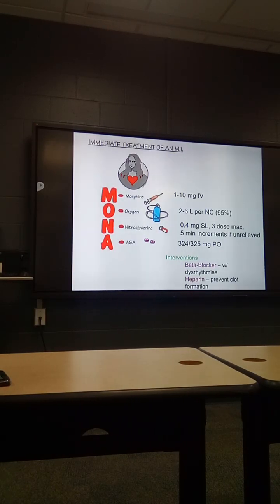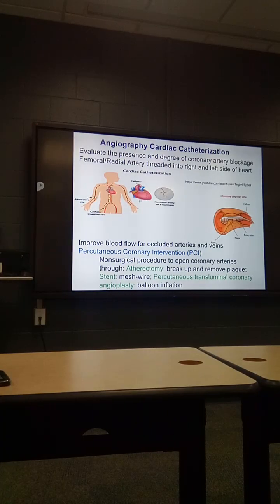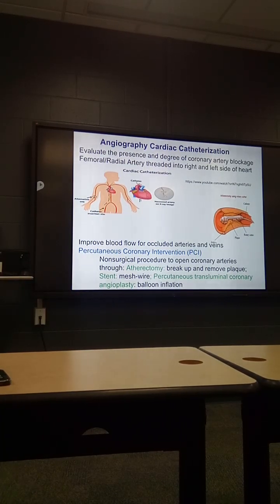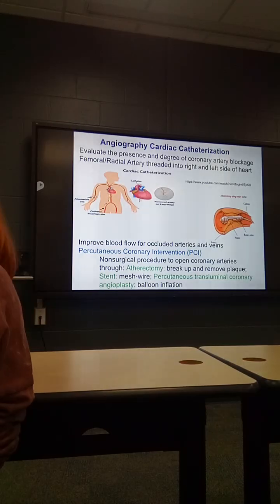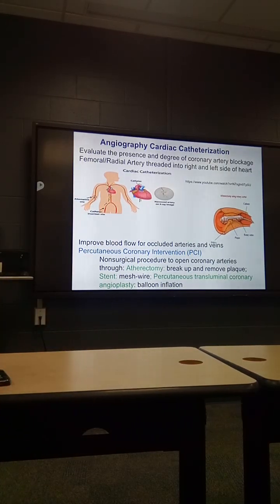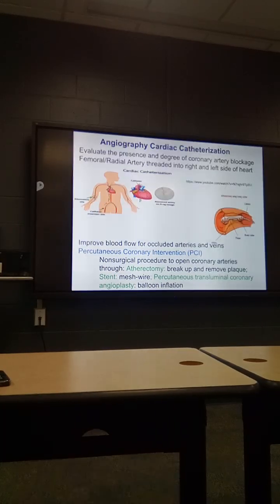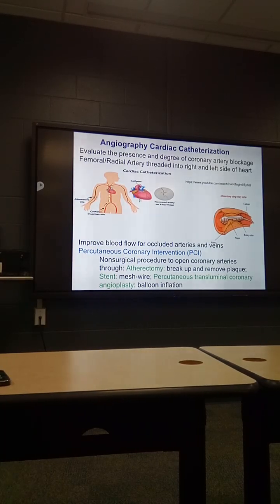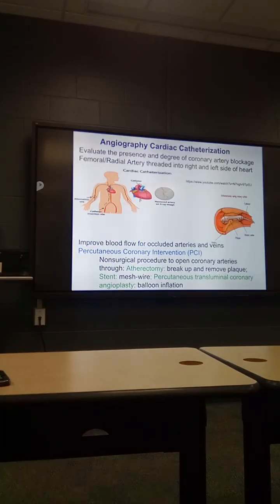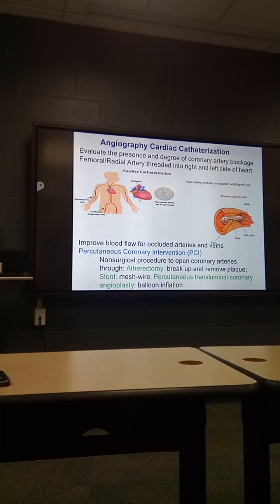So when we have a cardiac cath, there's 2 locations that they go in. They can go up the radial artery or the groin, and they're feeding the catheter up to the heart. They're releasing contrast dye because they want to go in and see the blockages. They can either put a stent in to open up that blockage, or they can remove the plaque and do the balloon inflation.